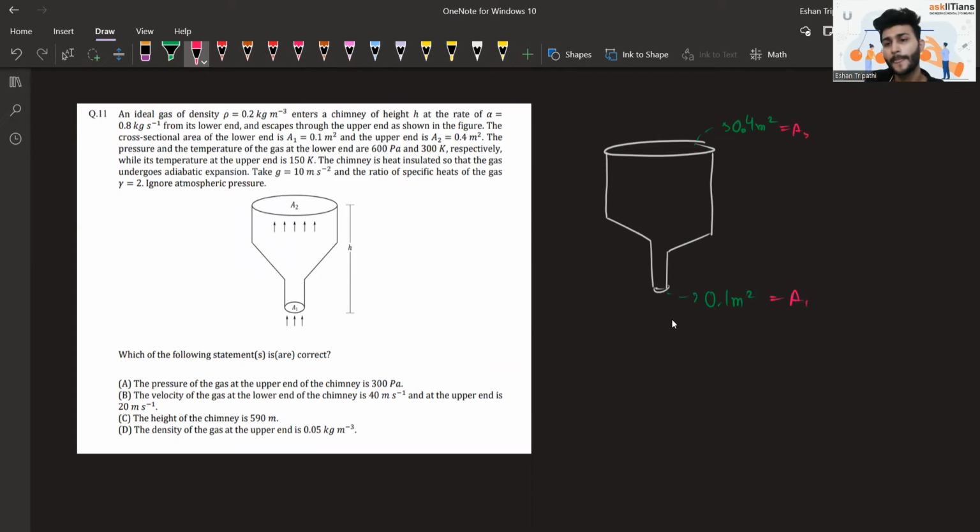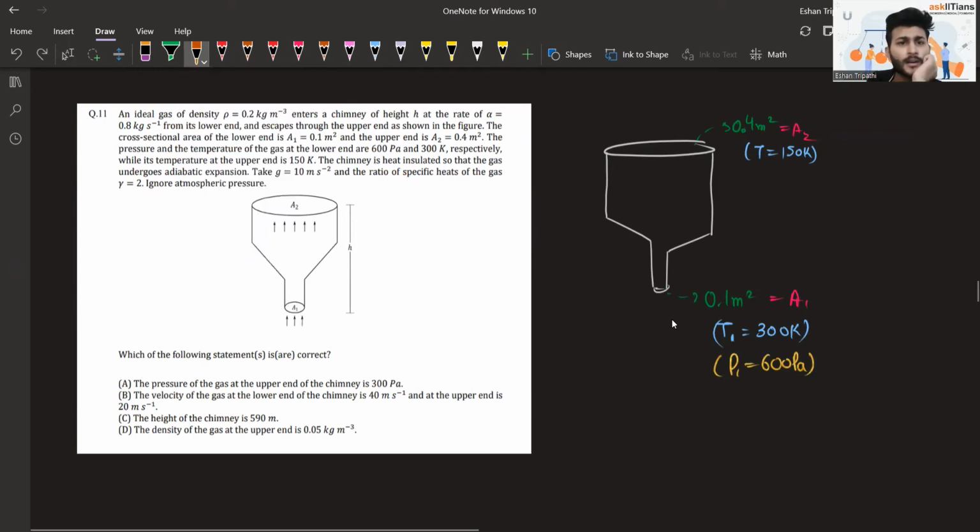A1, A2. Other than the area, they have given temperature also. They have given the temperature of the lower one. Here, let's call it T1. The temperature is 300 Kelvin. Okay. Area is given. Temperature is given. Let's see, pressure also is given. Yes, the temperature of the upper end is also given, 150 Kelvin. They have talked about the pressure also. At the lower end, it is 600 pascals. P1 is 600 pascals. And at the top, it's not given. In fact, it is being asked, what is the pressure at the topmost point? Fine, we will use that in a while.